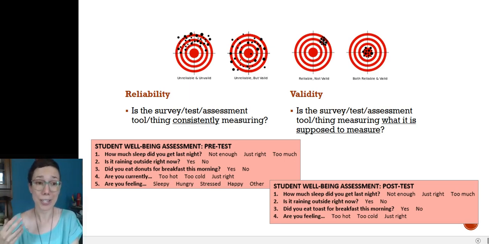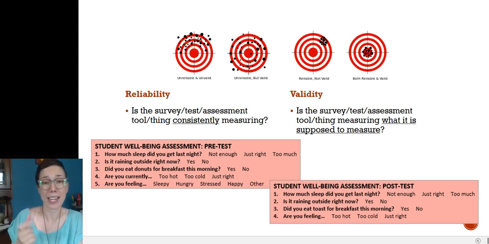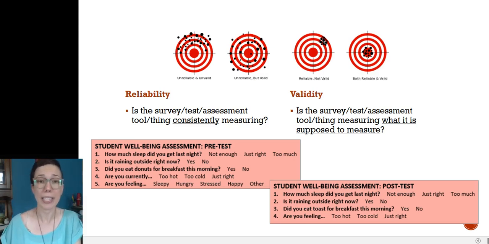And we're also seeing an issue with reliability. We're seeing an issue with how this is being operationalized because the way I'm operationalizing it is with a survey that I screwed up the pre-test and the post-test, and they don't even align. So we're seeing issues coming in reliability and validity as a result of the way that I've conceptualized and operationalized this particular survey.